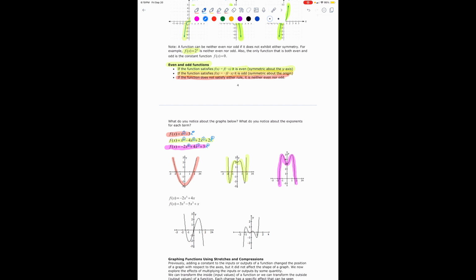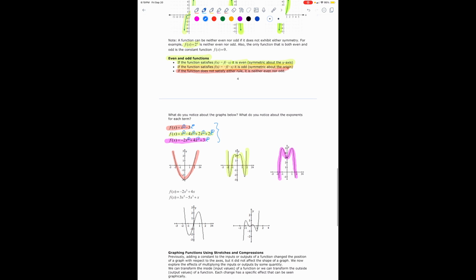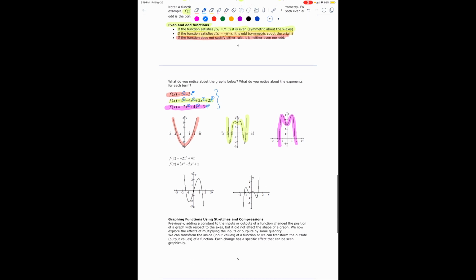So each term of these has an even power, which leads me to the observation that I can actually tell if a function is even if each of the powers of the terms is even. Then that is going to be an even function, like in the highlighted examples here.